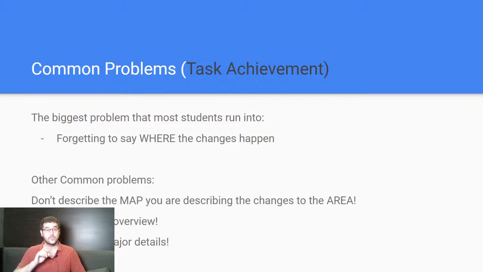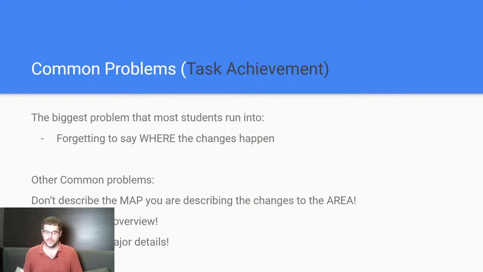When you read a sample essay or your own essay, you should be able to recreate the map based on what you read or hear. This is a great test for knowing if you had good task achievement. Again, you need both. You need both the location and the changes.